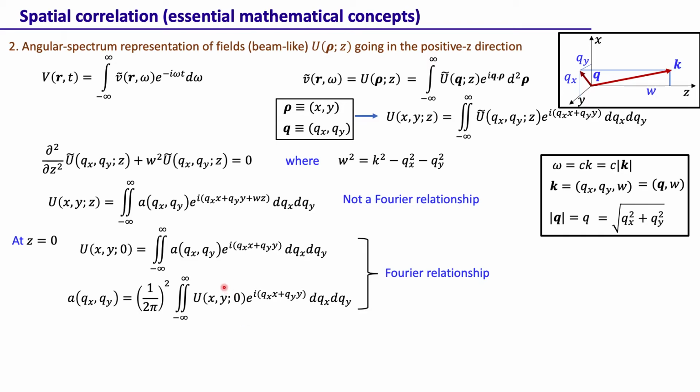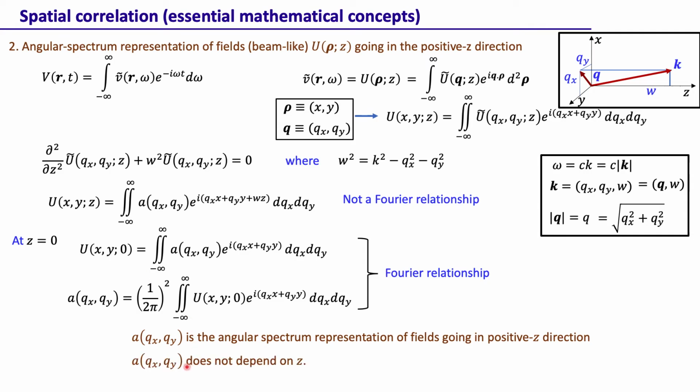All right. Now a few things about this A that shows up here. A is called the angular spectrum representation of fields going in the positive z direction. Propagating means going in the positive z and not in the negative z. But again, let me point out that the decaying fields are also physically real fields. Fields going in the negative z direction are also physical fields. But since we are interested only in the fields propagating in the positive z direction, we are taking this form of the field, and this angular spectrum forms a Fourier relationship with u of x, y. Of course, this A of qx, qy does not depend on z.